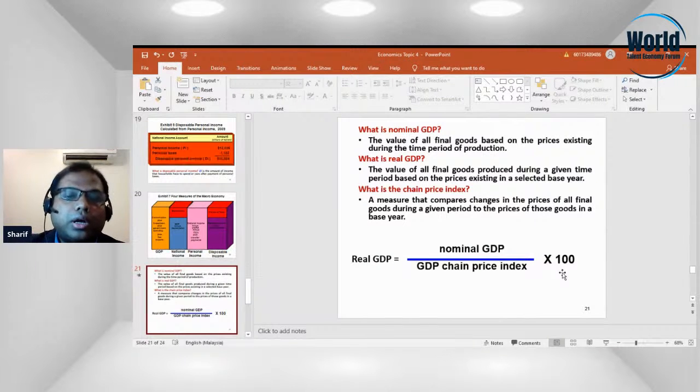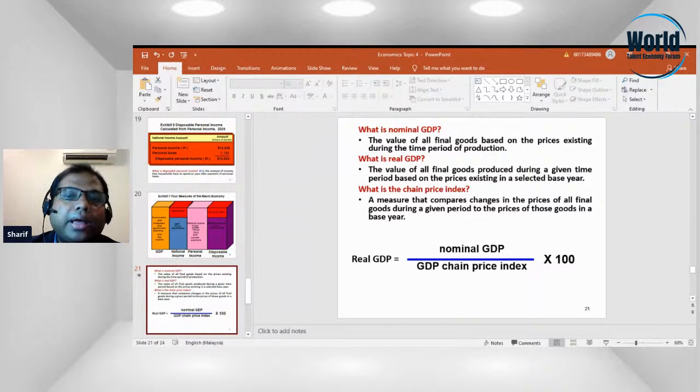So if we look at what is nominal GDP. For nominal GDP, it is the value of all final goods based on the prices existent during the time period of production. What is the real GDP? The value of all final goods produced during a given time period based on the prices existing in a selected base year. What is the chain price index?